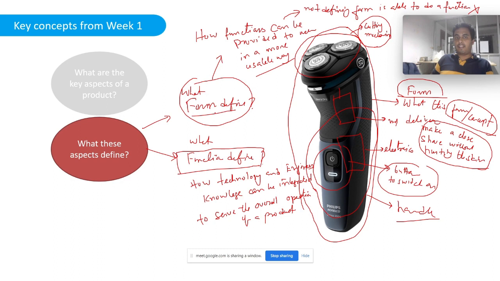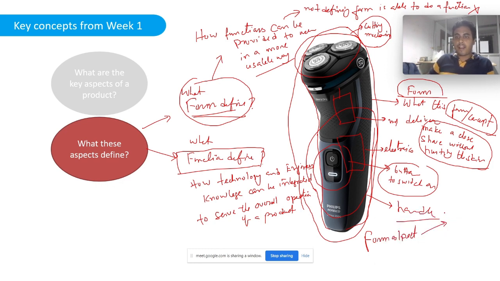Now what does the form define? The form actually defines how, structurally, these elements are held together. So where the cutting mechanism should be. It defines the outer hull, the shape of it. If you talk about the form aspect, it defines where these buttons are positioned. A lot of people are joining late, so I have a little difficulty in writing here.